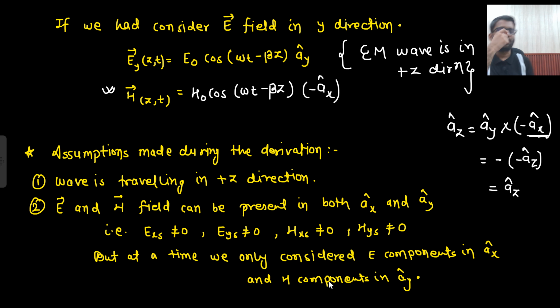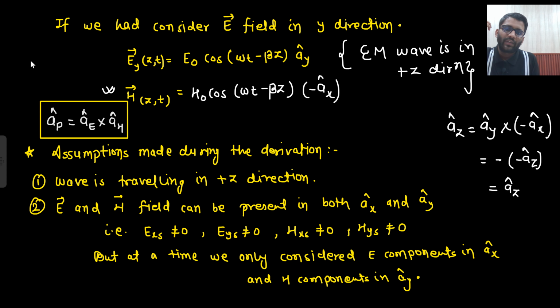Did you understand this point or not? A very important point. A lot of questions are asked on this particular concept, but it is very simple as well. What is the concept? The direction of propagation is equal to the direction of the electric field cross the direction of the magnetic field. That's it.